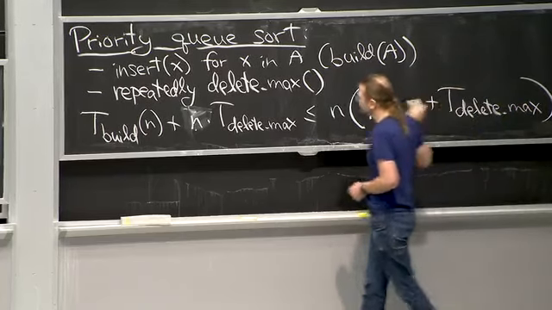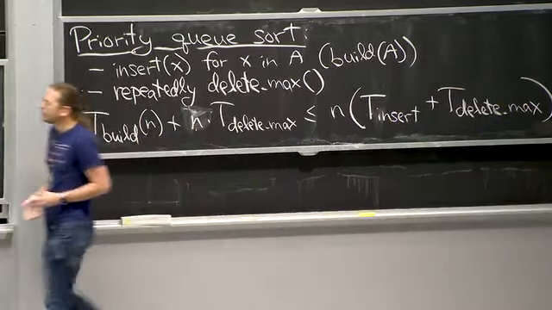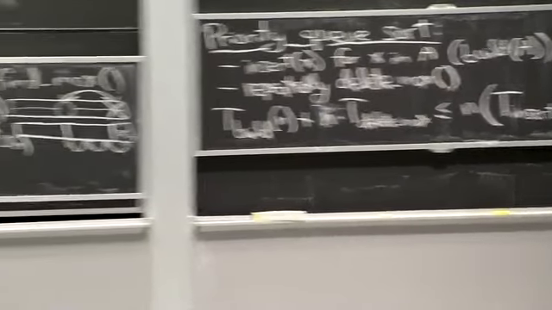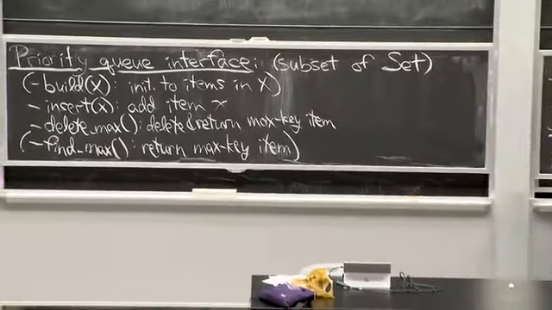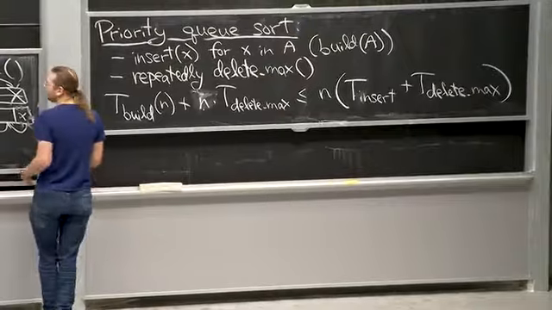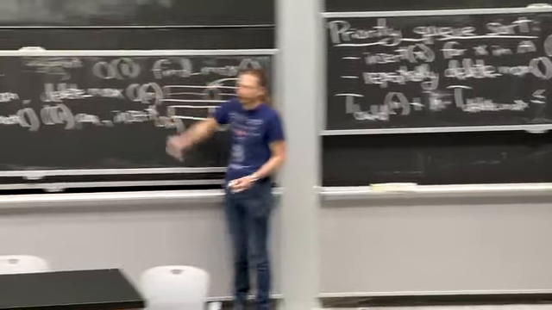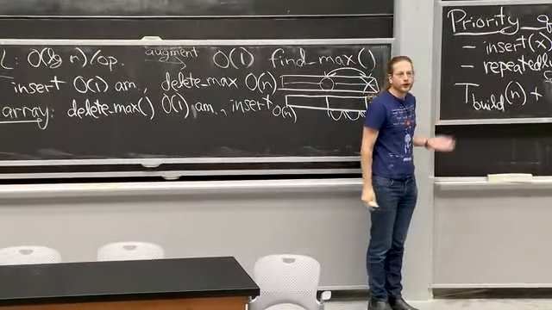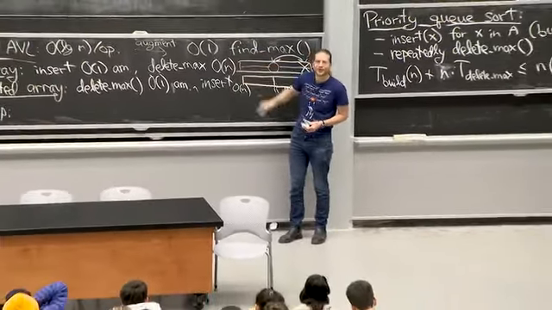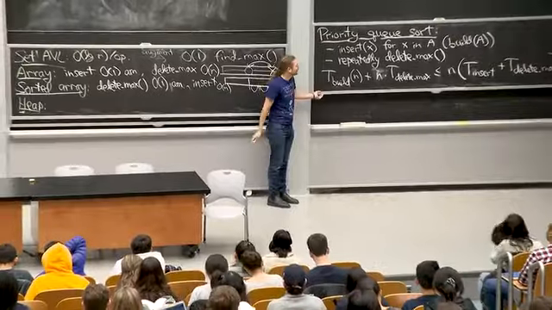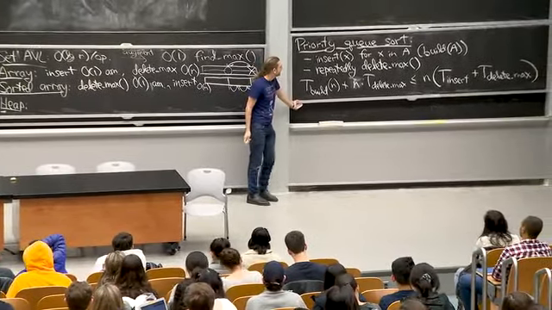So I'm using these T functions to just abstract what are the running times provided by my data structure that implements this interface. The interface says what correct is, and these T functions give me my performance bounds. So if I plug in each of these data structures, I get a sorting algorithm. I get AVL sort, I get array sort, I get sorted array sort. What do those look like? It turns out many of these are familiar.